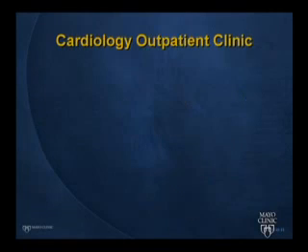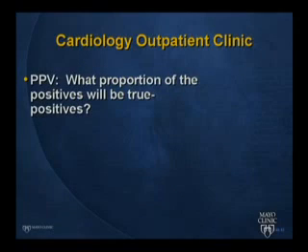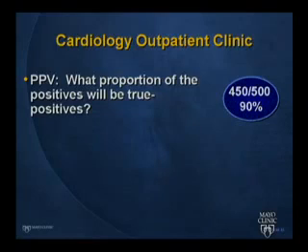So what is the positive predictive value? So we had 500 positive tests. What's a positive predictive value? Yeah, 450 of those tests are correct, which means the positive predictive value is 90%. So that's a number that you and I can work with as clinicians.